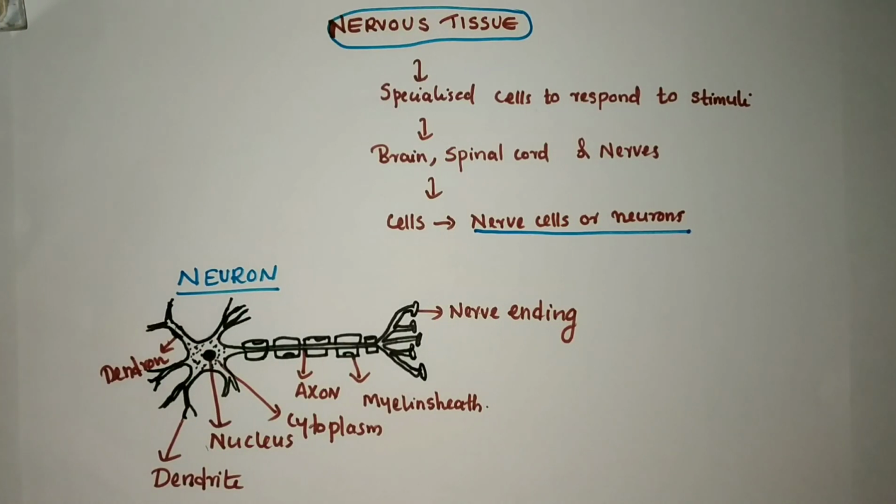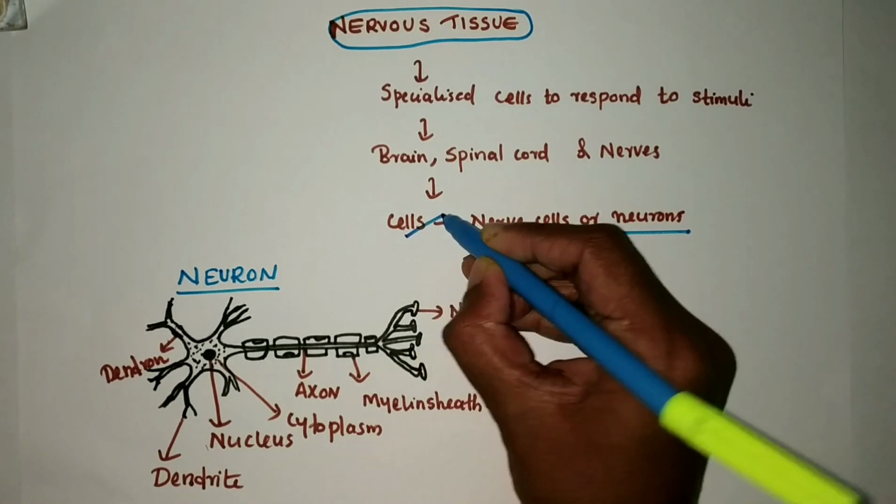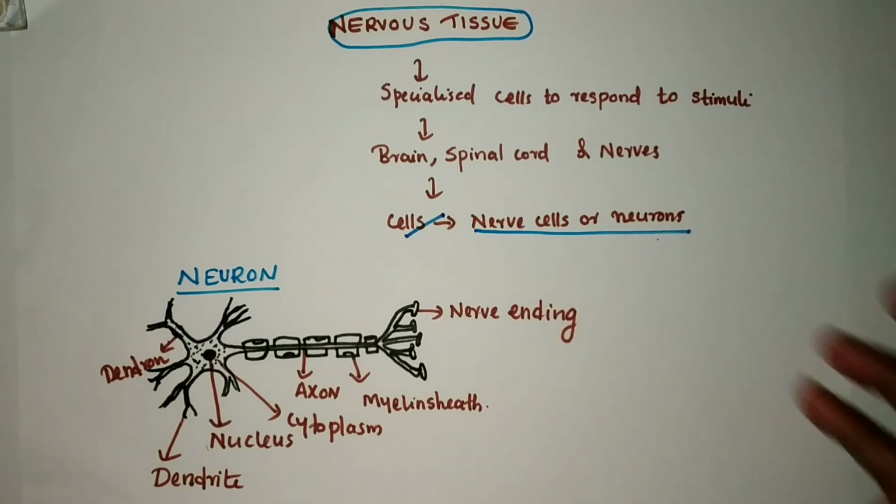The last type of animal tissue is nervous tissue, which consists of specialized cells or tissues that respond to stimuli. The brain, spinal cord and nerves are all composed of nervous tissue. The cells of nervous tissue are called nerve cells or neurons.